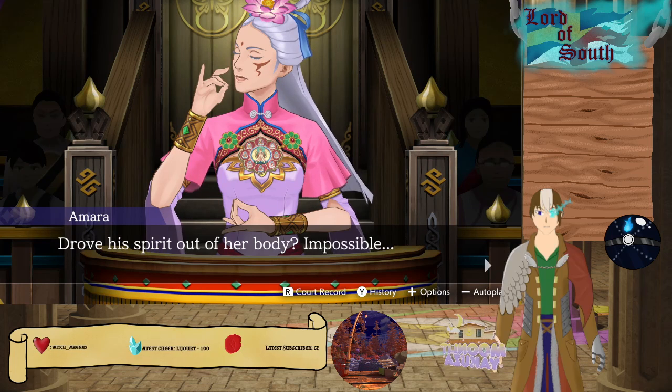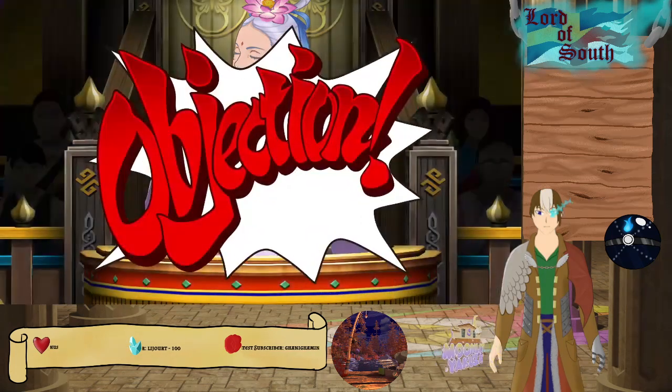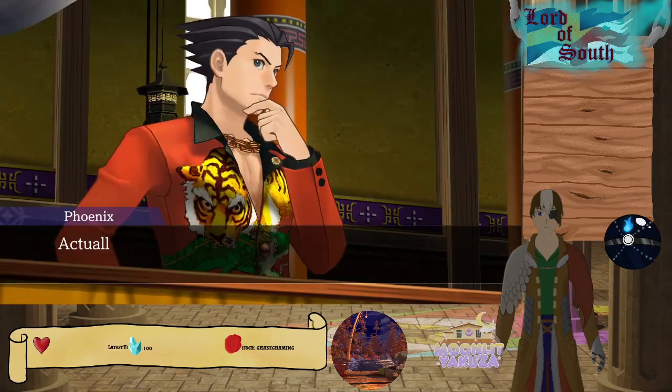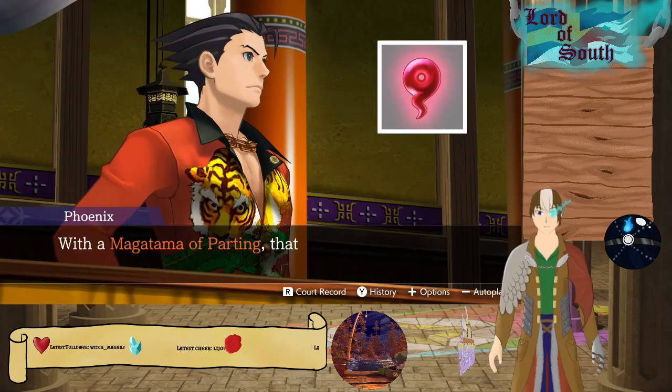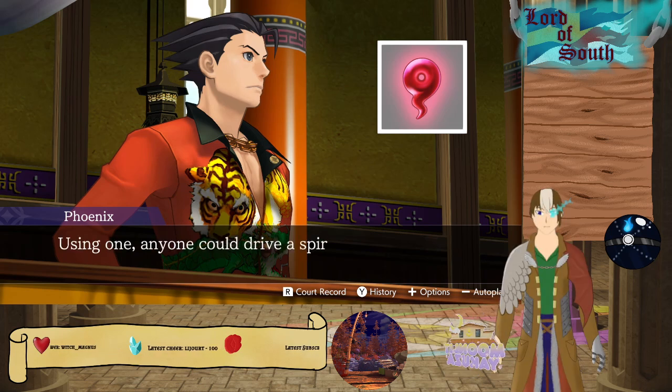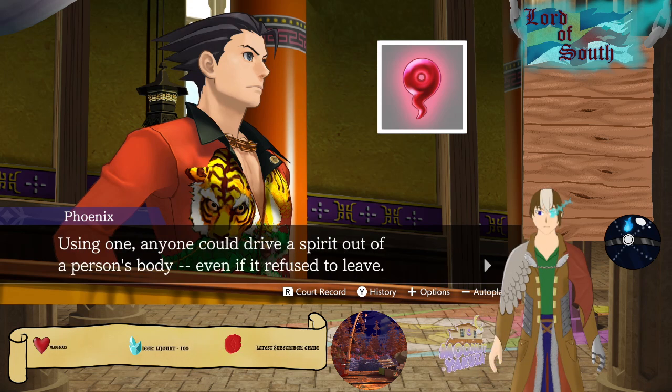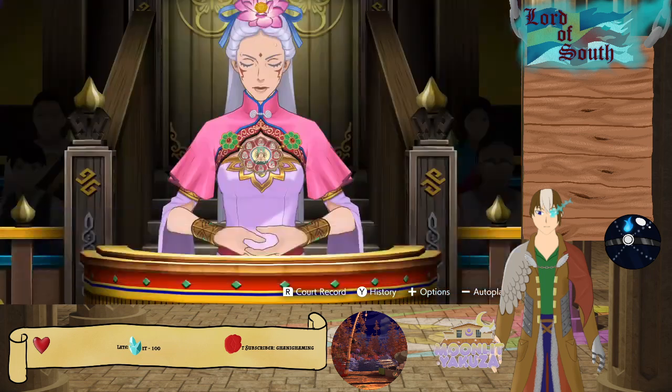Drove spirits out of her body? Impossible. Objection! Actually, there is a way to do that. We get the Magatama of porting, that is. Using one could drive out the spirit of a person's body, even if it refused to leave.